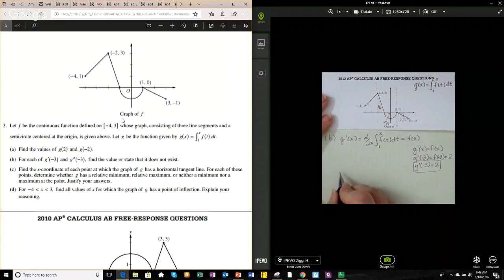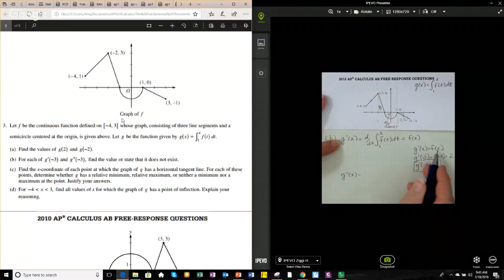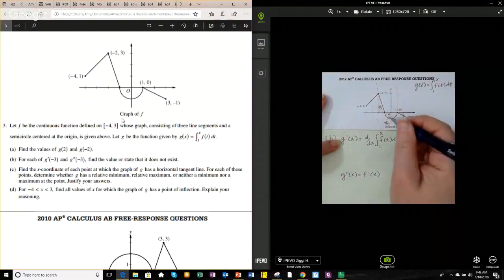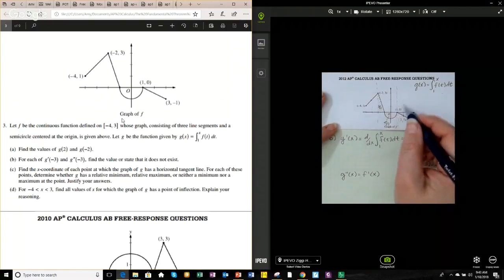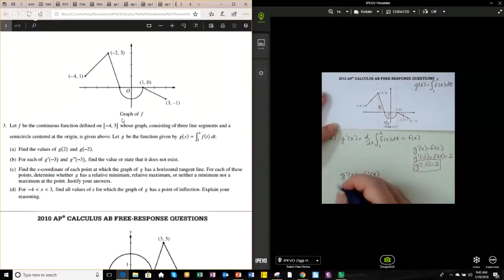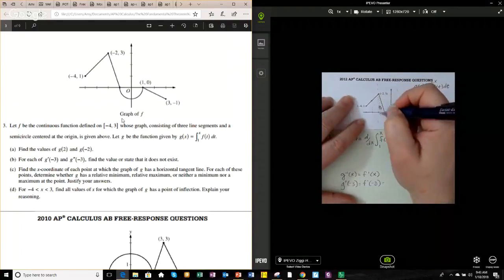Now we need g double prime of x. Well, g double prime of x is just the derivative of g prime. And the derivative of g prime is equal to the derivative of this, which is f prime of x. Well, what is f prime of x? f prime of x is the derivative of f, and this is f. So the derivative of f is actually the slopes of this function. So I just need the slope at negative 3. So this will be g double prime of negative 3, which is equal to f prime of negative 3, which happens to be the slope of this function at negative 3.